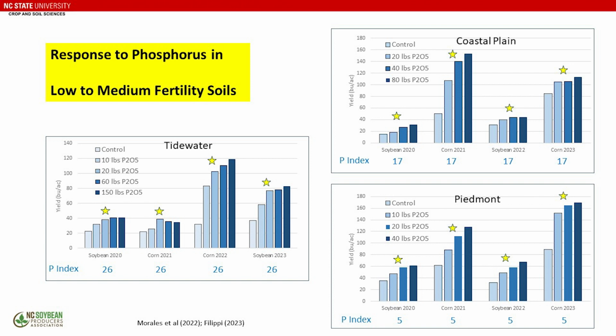This is the Coastal Plain at Peanut Belt Research Station. Again, we start with 17. We should be at 50. We apply different rates and we increase the response of plants. The same in the Piedmont. We start with 5. We need 50. And you can see that we have the response of plants.